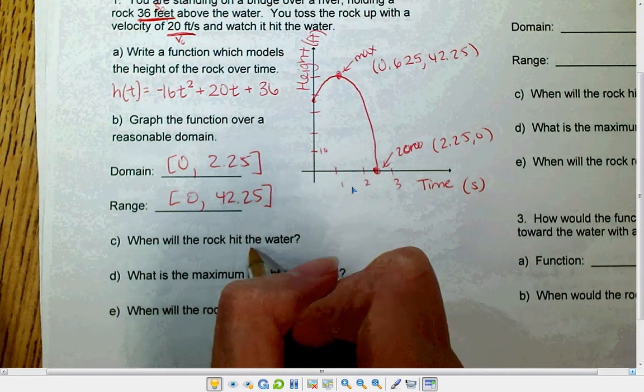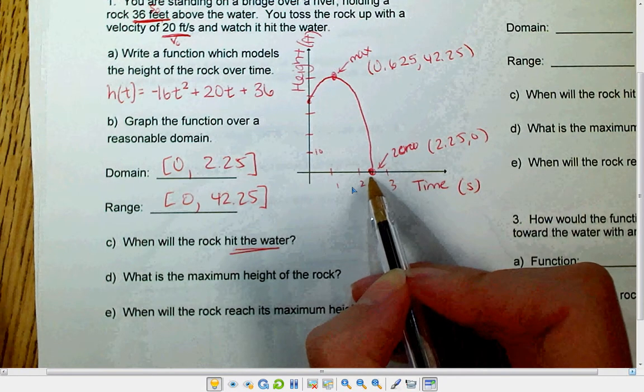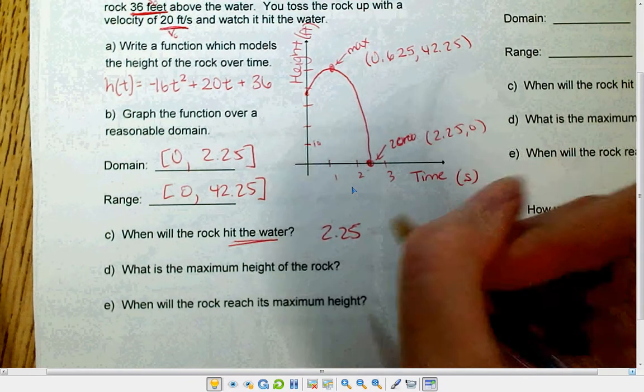When will the rock hit the water? That means it's going to hit the water right here at the 0, which is at 2.25. And don't forget your units, this is seconds.